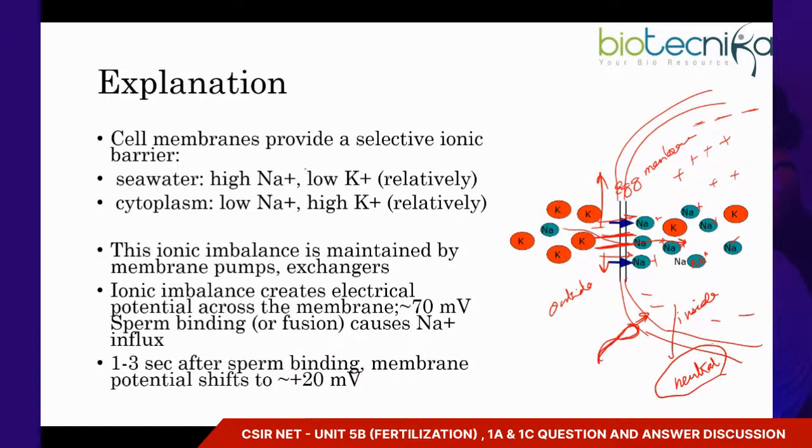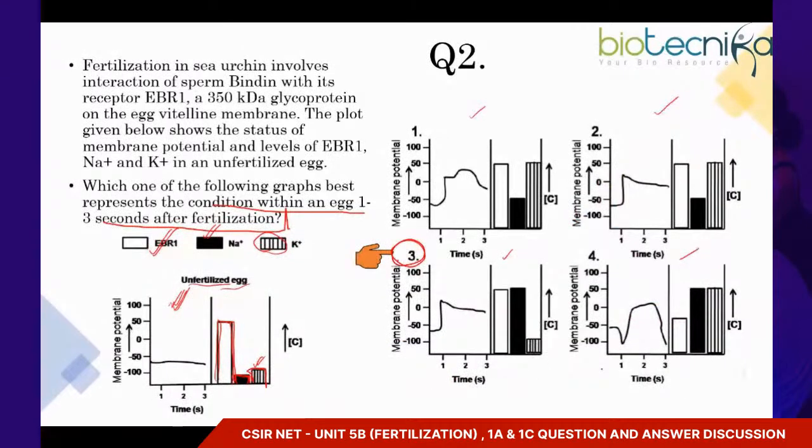This ionic imbalance is maintained by membrane pumps and exchangers. The ionic imbalance creates electrical potential across the membrane, minus 70 millivolts. Sperm binding causes sodium influx. 1 to 3 seconds after sperm binding, the membrane potential shifts to plus 20 millivolts. Got it? So it shifts to plus 20 millivolts, which means it becomes positive. From negative, it becomes positive. Got it? So that's why this graph is showing this.